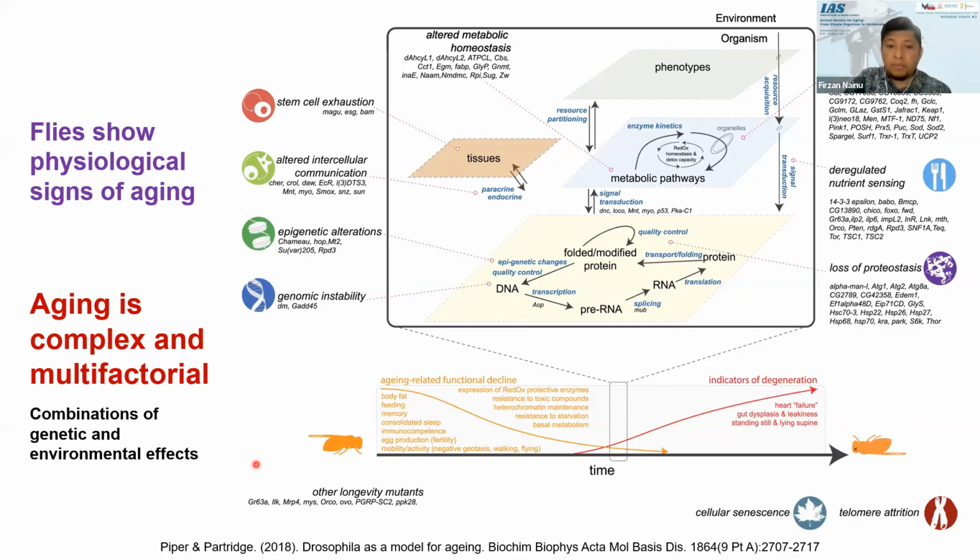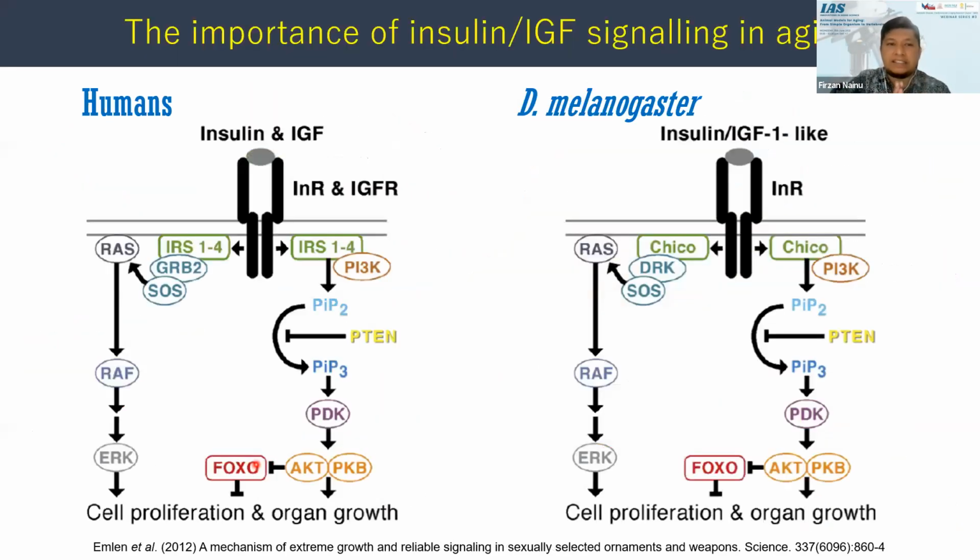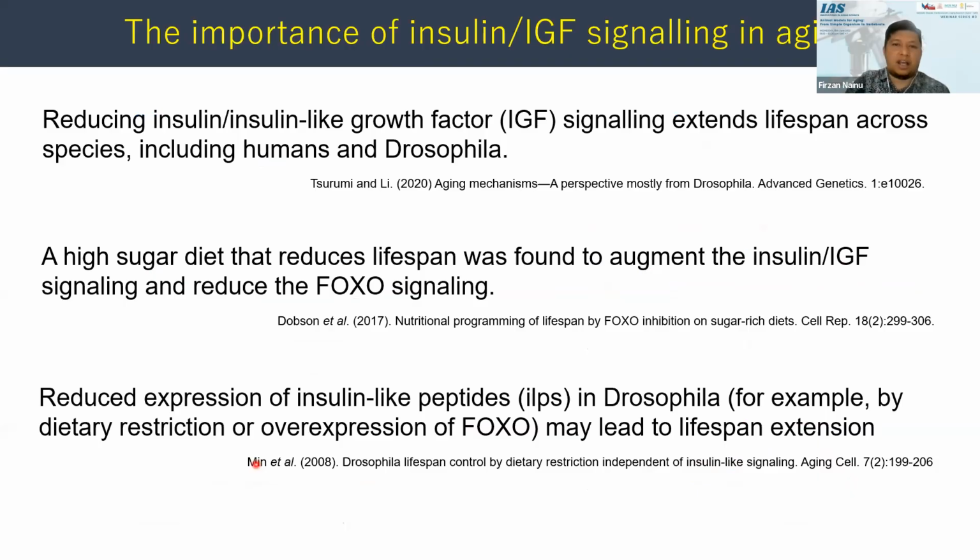And then in the combination of these, one particularly interesting thing is insulin, whose function has been known for so many years by physicians and pharmacists. And from this conserved pathway, we can have these three beautiful statements: reduced insulin signaling pathway extends the lifespan, and this has been found in Drosophila as well as in humans. And then a high sugar diet that reduces lifespan was also found to augment the insulin signaling and reduce FOXO. And FOXO is really related to the lifespan, which is true in Drosophila and also in humans.